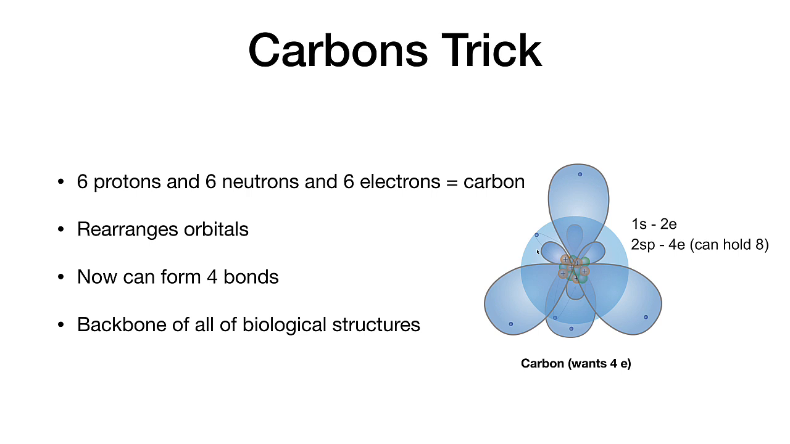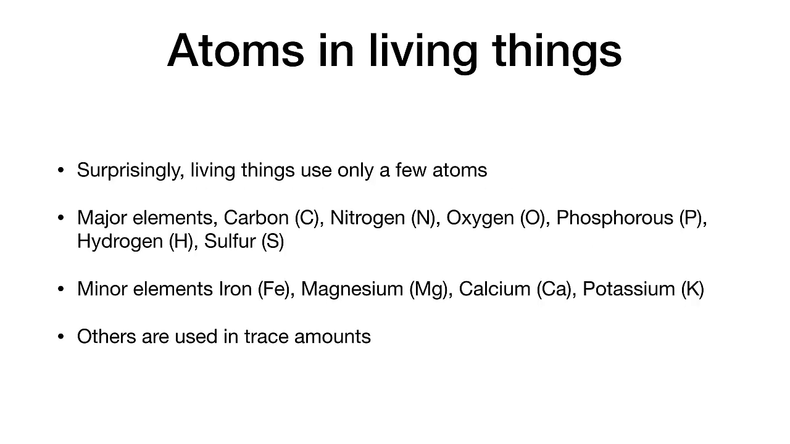This gives carbon the capability of forming 4 bonds instead of 2. Because of this versatility, carbon serves as the backbone of organic chemicals, those that are used in living systems. There are over 118 known elements. How many are used in living organisms? Surprisingly, only about 10 are used at concentrations greater than 1%.